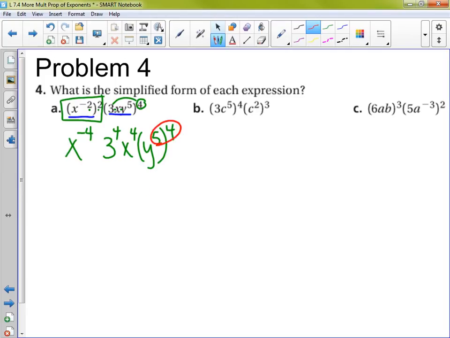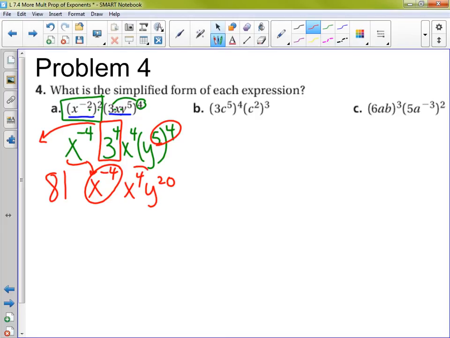Y to the 5th raised to the 4th is y to the 20th. This is x to the 4th. 3 to the 4th power is 3 times 3 is 9, times 3 is 27, times 3 is 81. When you have an expression that has letters and numbers, the numbers always go first. So I'm going to write the 3 to the 4th power, which is 81, out front, and write this x to the 4th right here. And what you should notice is x to the negative 4th times x to the positive 4th. When I multiply these, negative 4 plus 4 is 0, x to the 0 is just 1. So my answer is 81 y to the 20th.